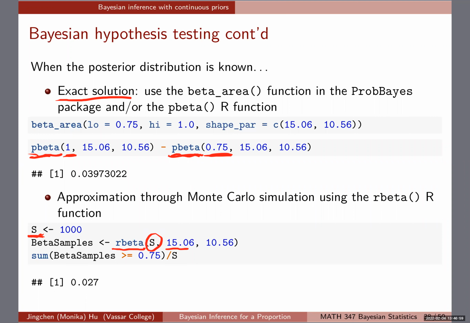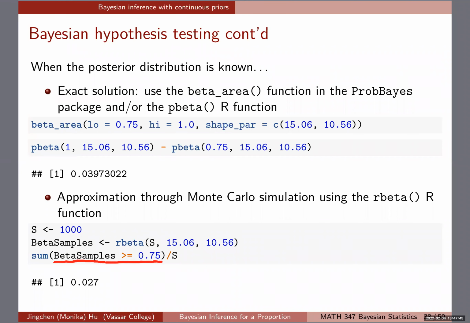And finally, remember in this beta samples, we have 1,000 different draws from that beta posterior distribution. Because we want to calculate the percentage of these 1,000 draws that is greater or equal to 0.75, we can use a logical operator over here. We're checking how many of the beta samples, there are 1,000 of them, are greater or equal to 0.75. So within this parenthesis, let me actually do that slightly better.